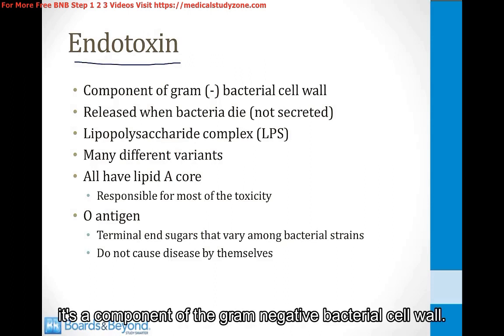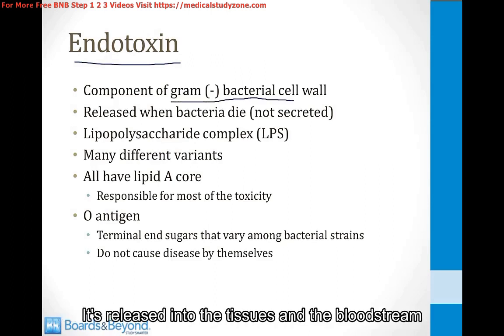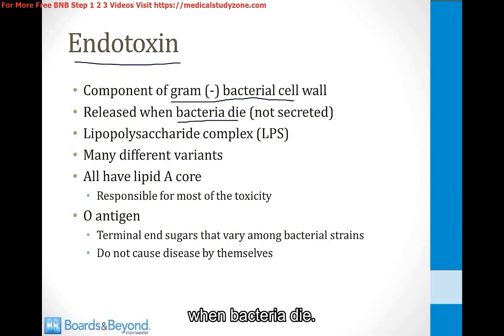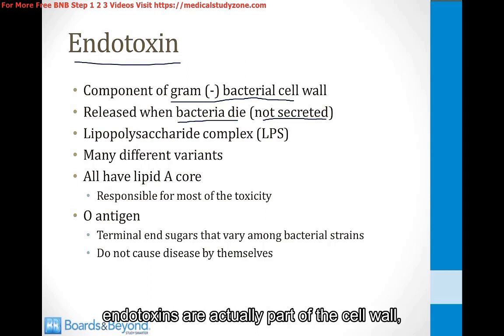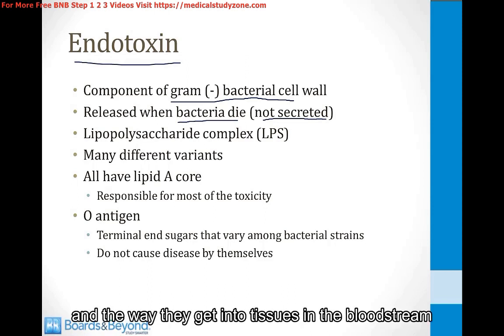So as I said before, it's a component of the gram-negative bacterial cell wall. It's released into the tissues and the bloodstream when bacteria die. It's not secreted. This is an important distinction between endotoxin and exotoxins. Exotoxins are secreted by bacteria that make them. Endotoxins are actually part of the cell wall, and the way they get into tissues in the bloodstream is when the bacteria die.